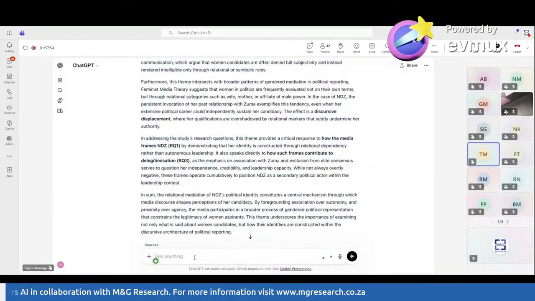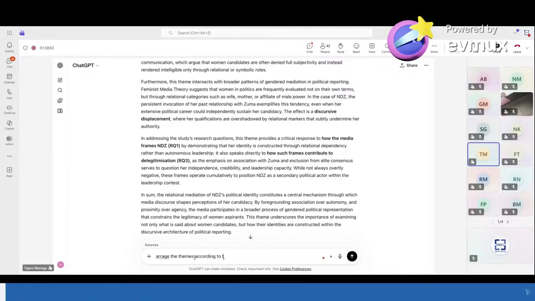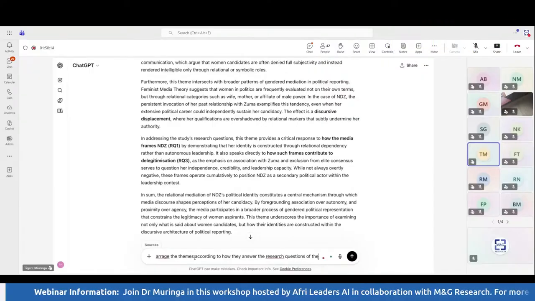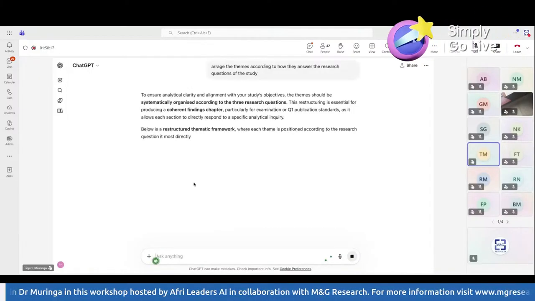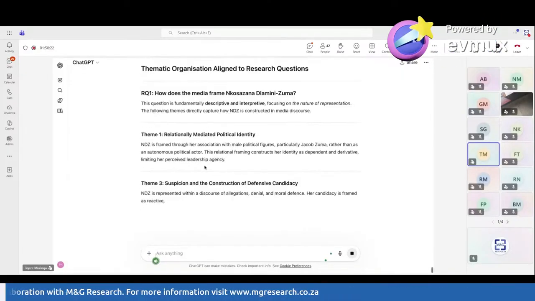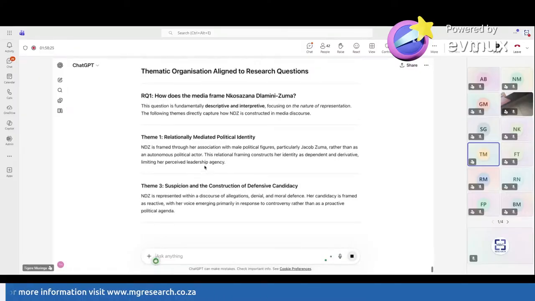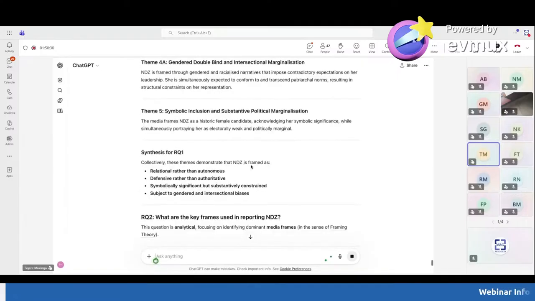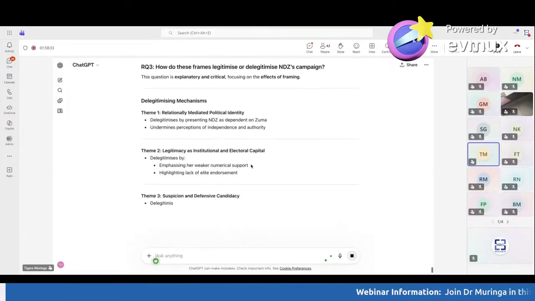Then I'm going to say: arrange themes according to how they answer the research question of the study. Right, this is where we are. We need to look at how they answer each research question. Thematic organization: theme 1, theme 3, theme 4A, they're answering research question number 1. So all these themes here, then you begin to do your analysis, and so on.